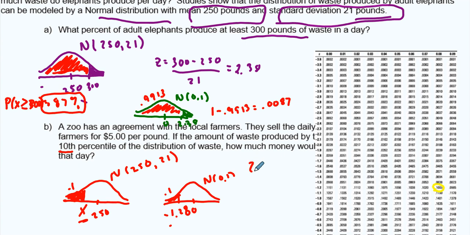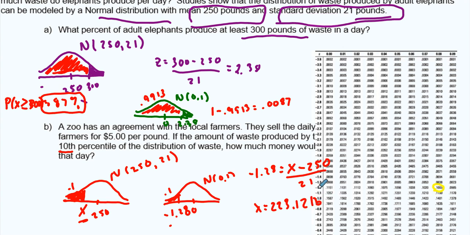Well, that's where we go to z, okay? Well, our z value, which we know is negative 1.28, is going to equal our x minus 250 divided by 21. Doing a little algebra, if we take negative 1.28, multiply that by 21, and then add 250 to that, we get an answer of x equaling 223.12. All right, so that is how many pounds we have.